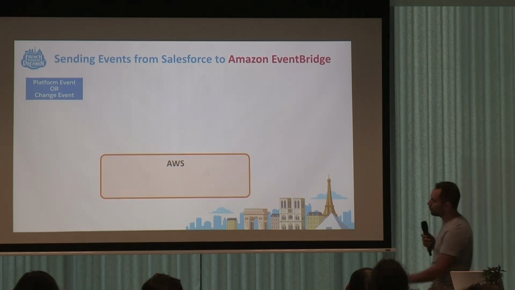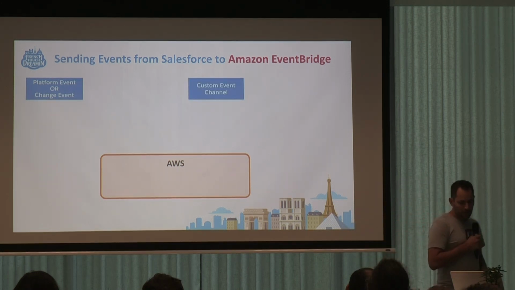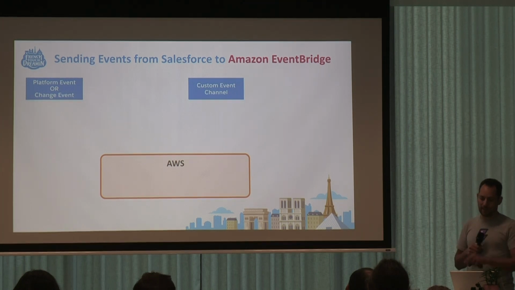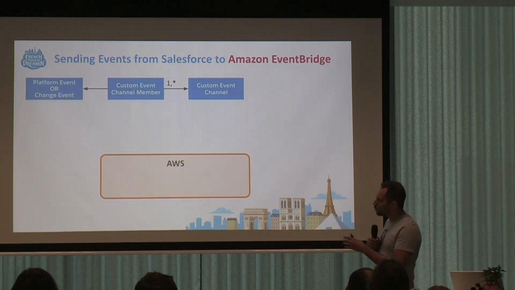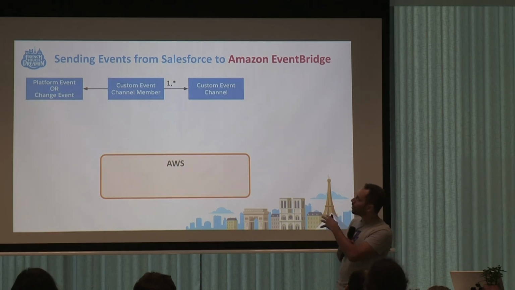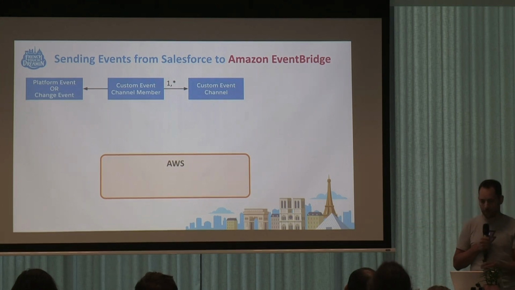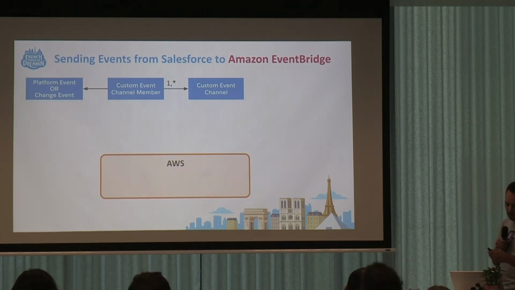How does this work? First, you have to declare your platform event, or we use a change data capture event. You have to create a custom event channel. This is a bit of metadata that can group different events together. In a simple scenario, we can just say a single event channel with just one platform event or just one change data capture event. Now, as I said, you can have multiple members, so you can group maybe 10 different platform events into a custom event channel, but the bare minimum is just to have one channel with one member that links with your event.